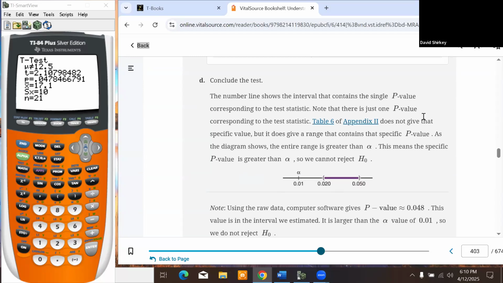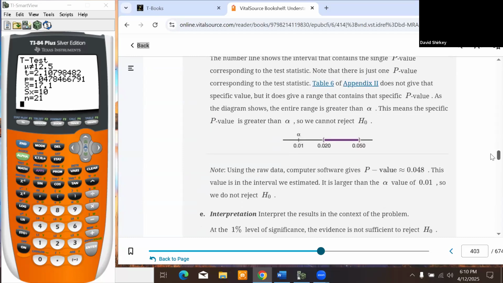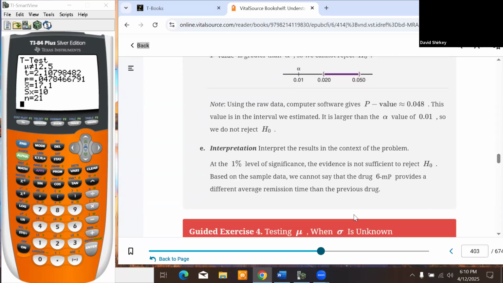So in this case, it's not the number line. All of this stuff is if you're doing it by hand. We would just go with the p-value is greater than alpha. We cannot reject the null hypothesis based on this information given or based on the data given or based on the results. Here we go right here. We cannot say that the drug 6-MP provides a different average remission time than the previous drug.